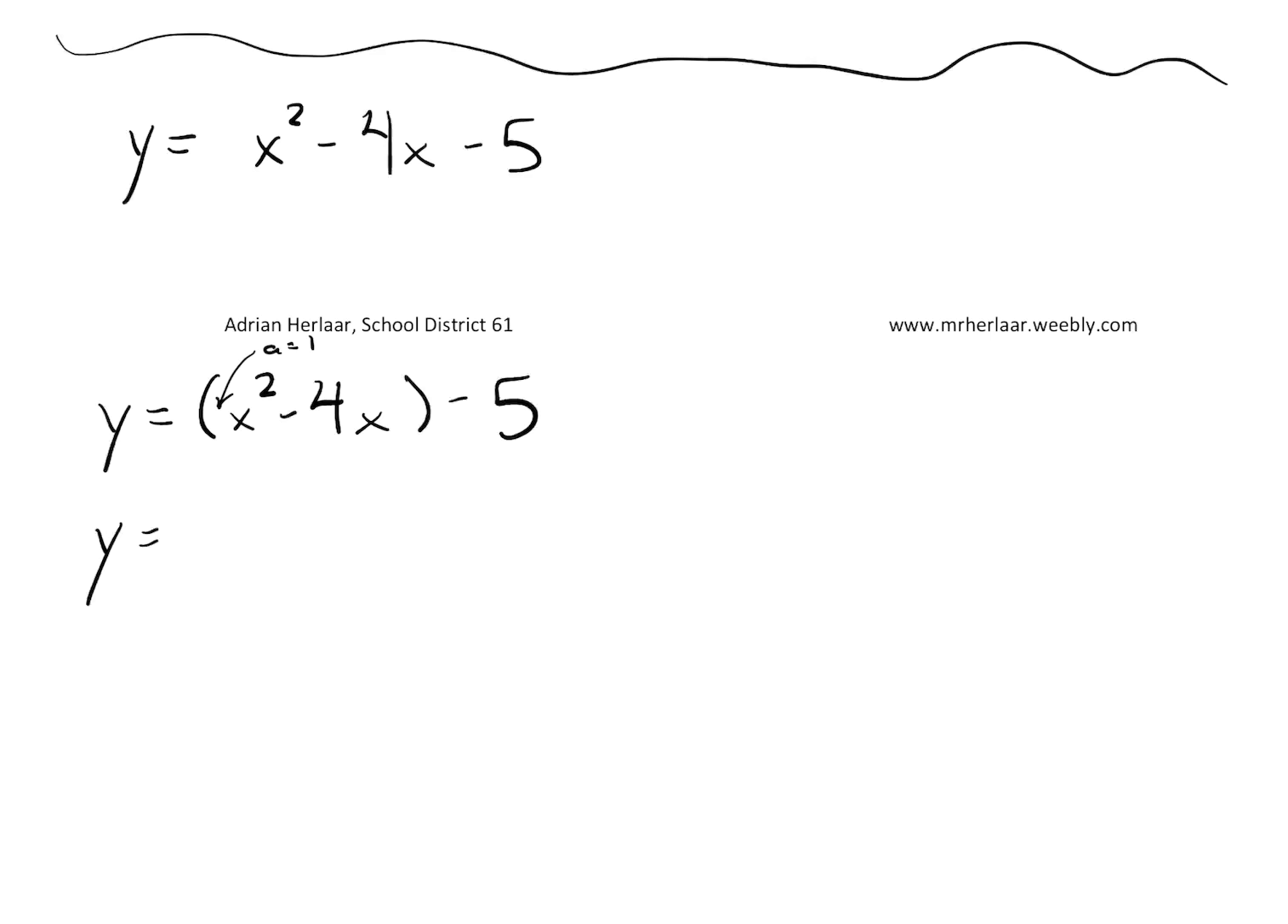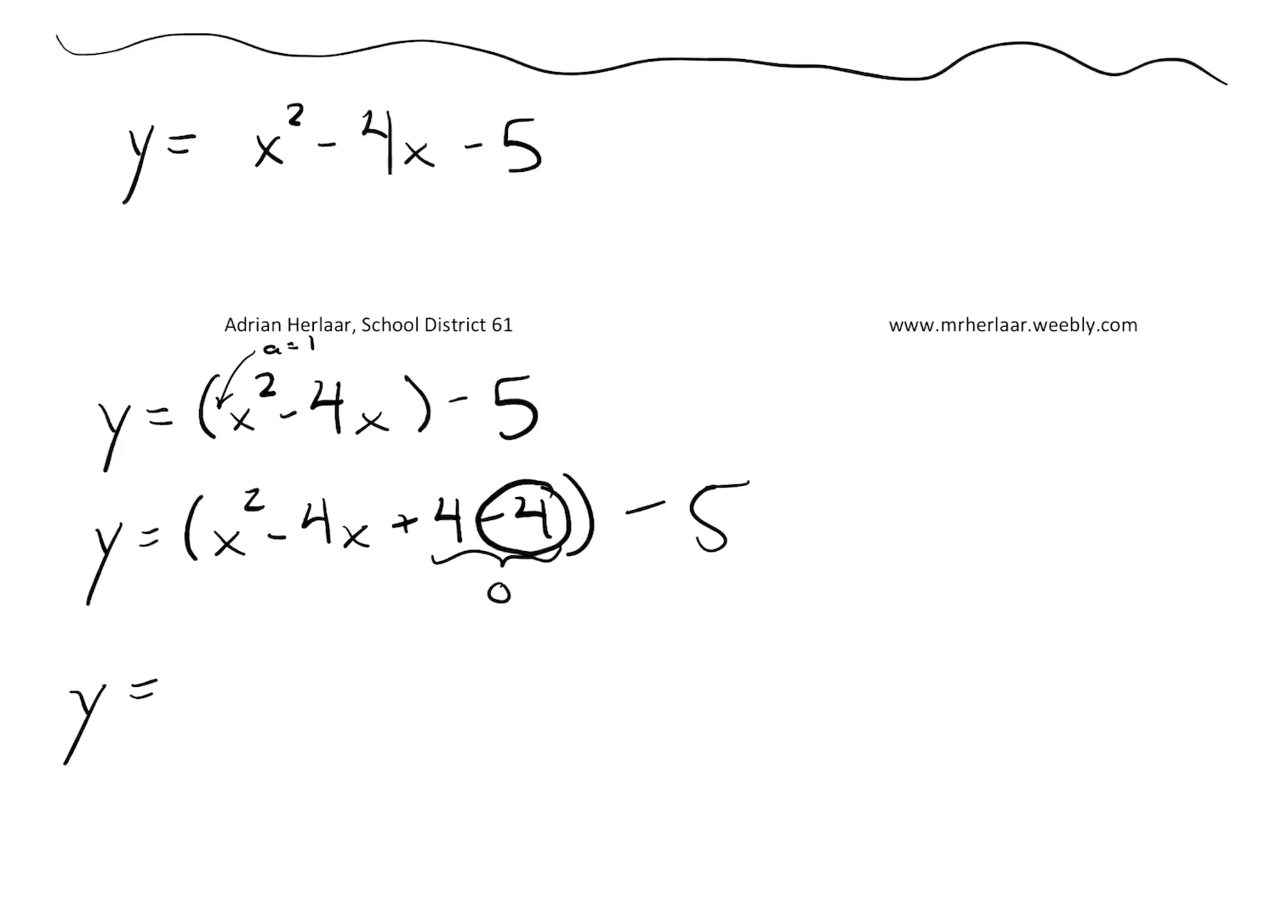Now, take your b term, divide it by 2, and then square it. So 4 divided by 2 is 2. 2 squared gives me 4 back. So I'm going to add that, and I'm going to subtract that. The reason why you do that is because this equals 0. You haven't changed your equation. And then you still have this -5 over here. Next thing to do is to take the negative portion of what you added and subtracted, and it comes out of the brackets. You multiply it by the a term, but the a term's 1, so it doesn't matter.